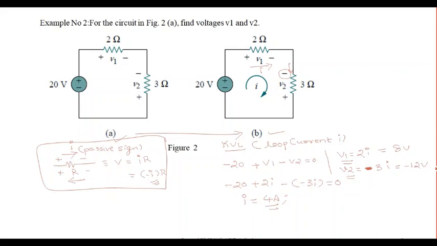Minus 20 plus V1 minus V2. Okay, no issues. See here, this equation is written based on this circuit, right? And this is the original circuit where current direction is not mentioned. So what I have assumed is the current direction, this assumed current direction is clockwise.